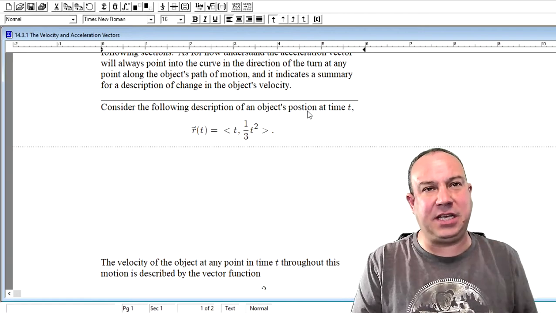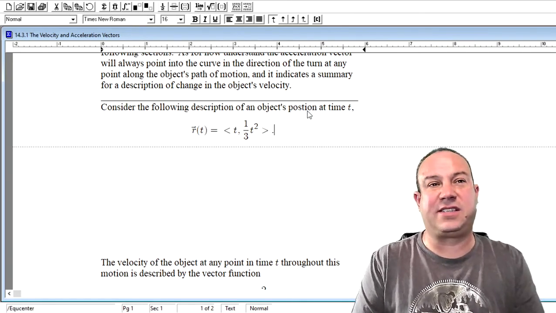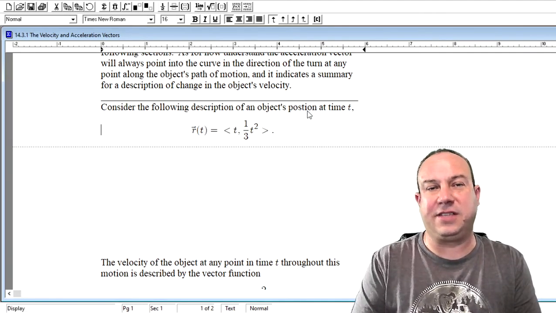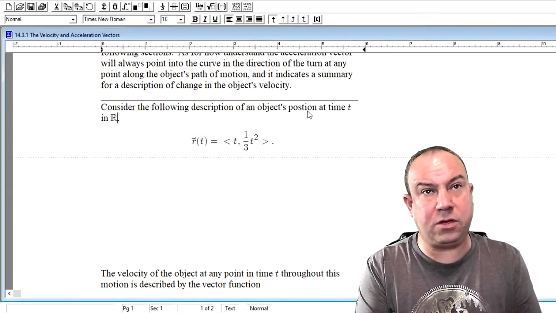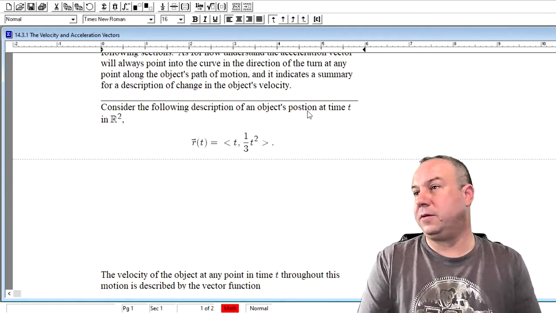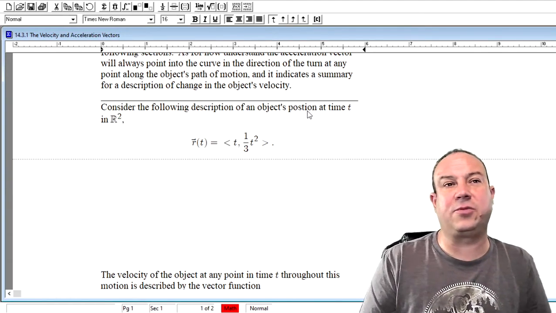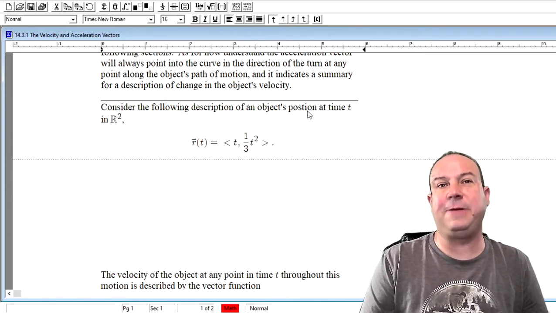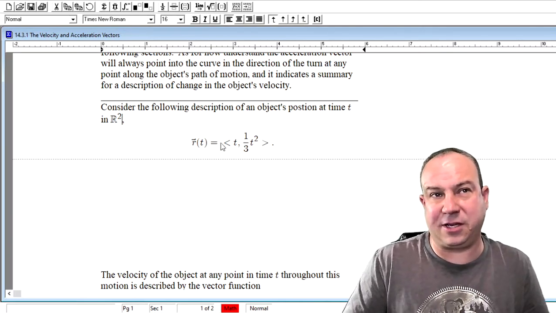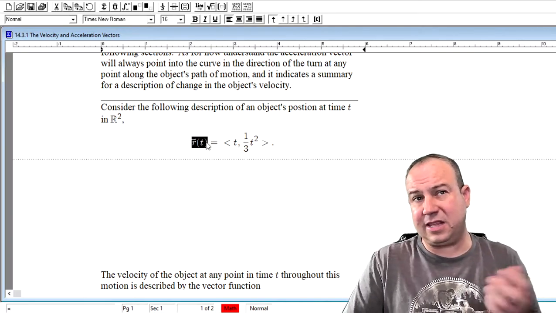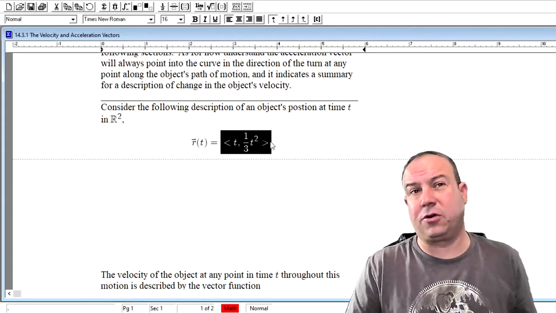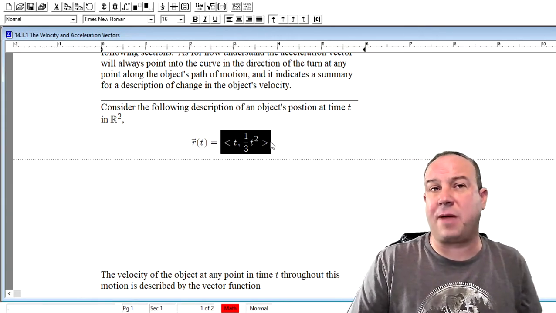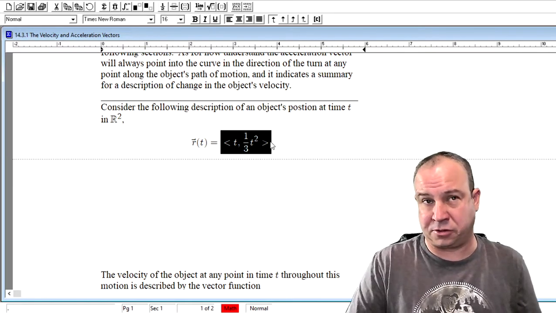At time t, right? Note, this is in two-dimensional space, folks. Consider the following description of an object's position at time t in two-dimensional space. Here we might be told that the object's position at time t is described by this vector-valued function in two-dimensional space.